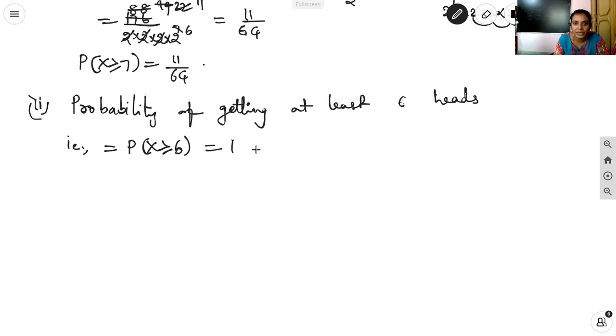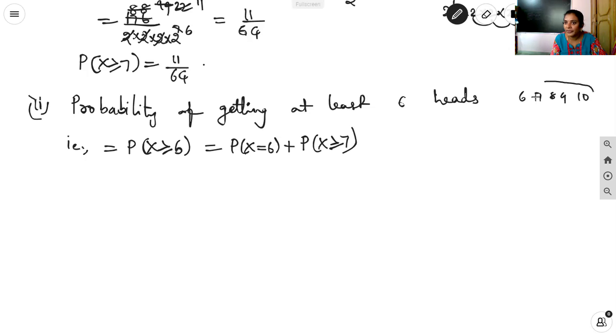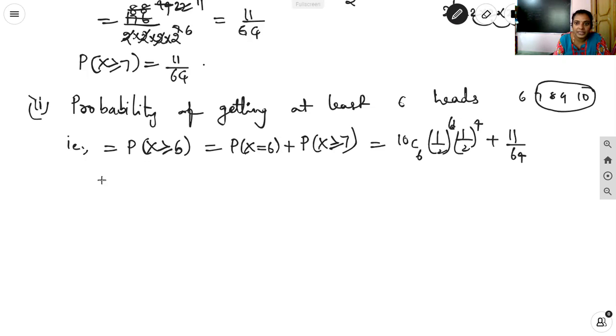It is equal to probability of x equal to 6 plus probability of x is greater than or equal to 7. Already we found in the first case greater than or equal to 7. For greater than or equal to 6 means 6, 7, 8, 9, 10. Already we found 7, 8, 9, 10 in the first case. So we can write it as probability of x equal to 6 plus probability of x greater than or equal to 7. It is equal to 10C6 (1/2)^6 (1/2)^(10 minus 6 is 4), plus 11 by 64.